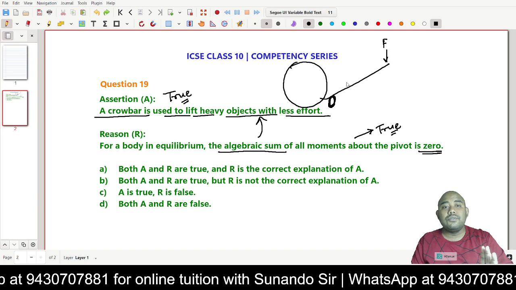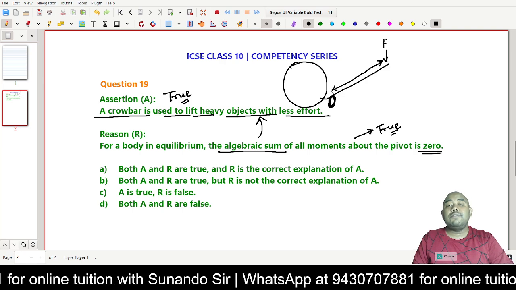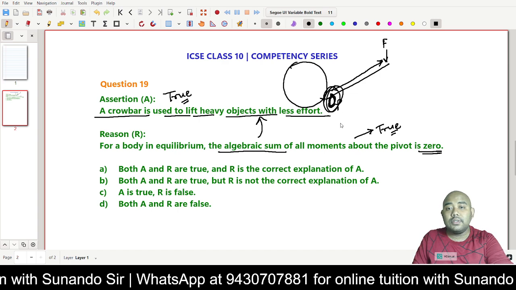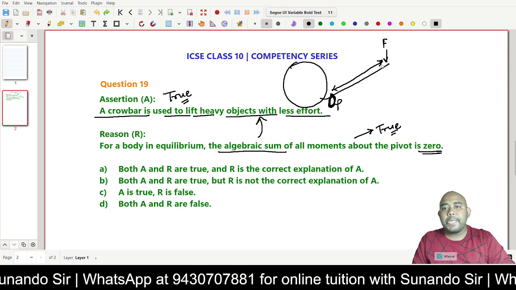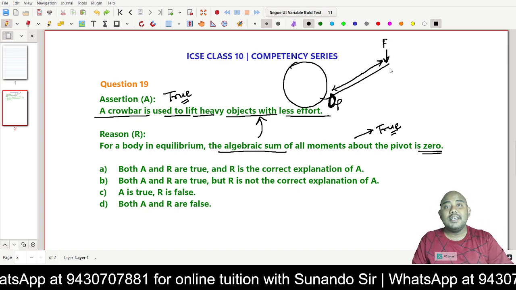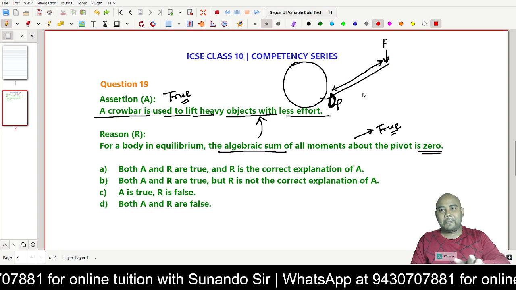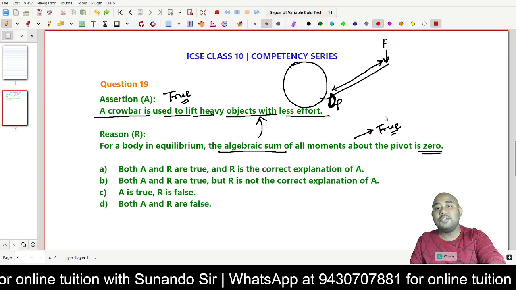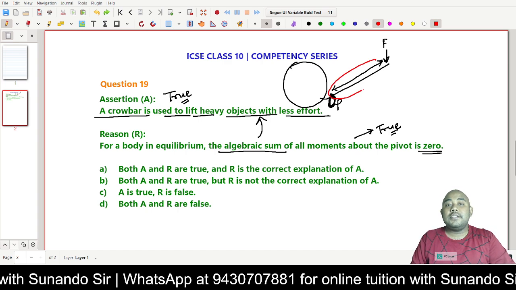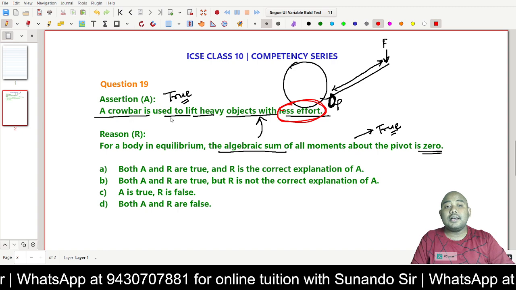So this is the true reason why we use it, because in this case the effort arm has increased. From the fulcrum, the smaller stone where I have written P, this is the point of the fulcrum, the pivot. If you apply a small force, it can also produce a great moment, because moment depends upon the length of the effort arm. The more the perpendicular distance between the pivot and the line of action of force, the more moment can be produced. So if this effort arm is kept larger, we can produce a larger moment, and with less effort, a heavy object can be lifted.